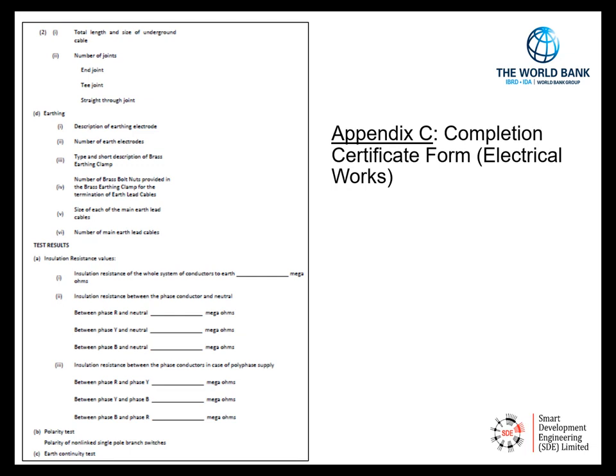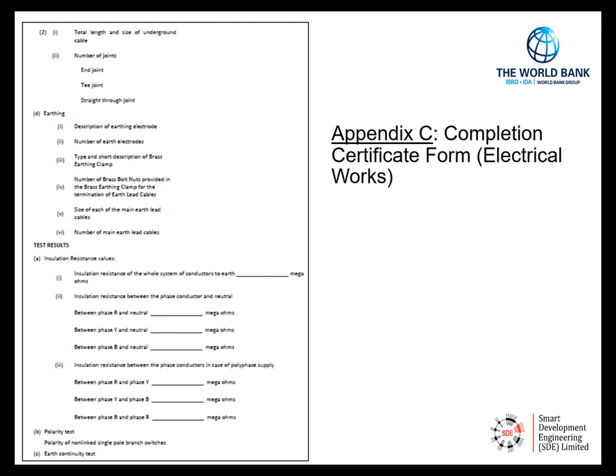Continuing the completion certificate form, item 2, total length and size of underground cable, number of joints, end joint, T-joint, straight through joint, requires a numerical value for the number of these joints in every case. Item D, earthing, description of earthing electrode, number of earthing electrodes, type and short description of brass earthing clamp, number of brass bolt nuts provided in the brass earthing clamp for the termination of earth lead cables, the size of each of the main earth lead cables, and number of main earth lead cables provided.